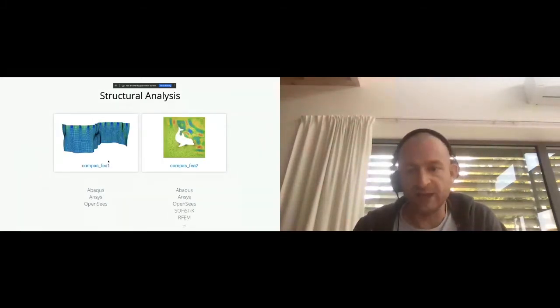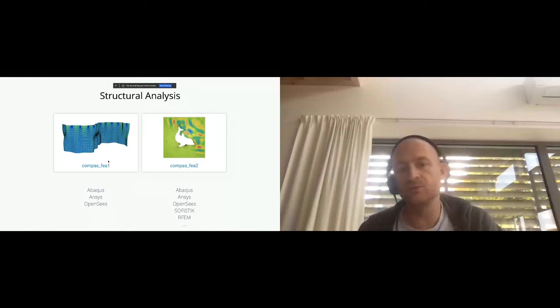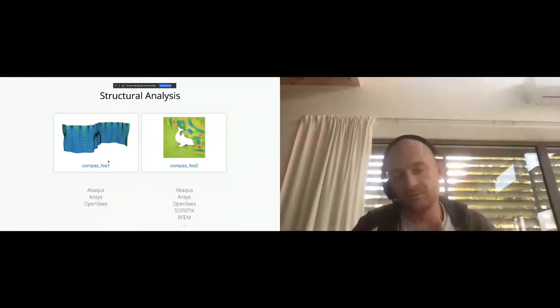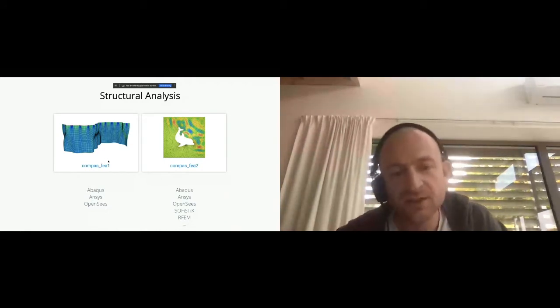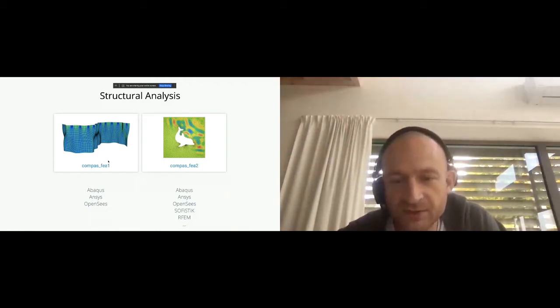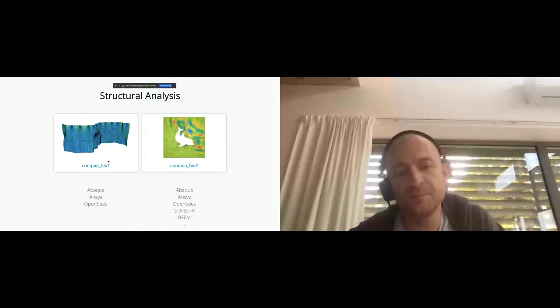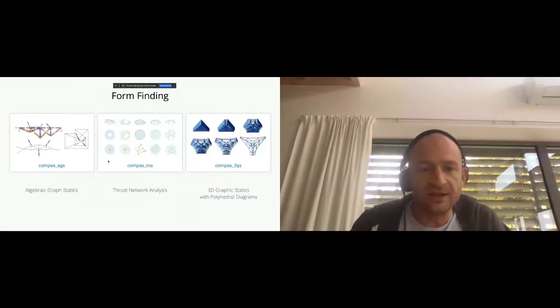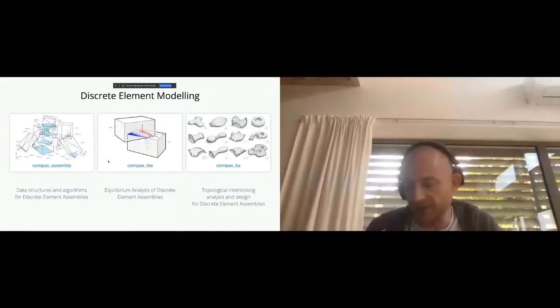There is a structural analysis toolbox that links COMPAS to all sorts of finite element analysis software. There is a version 1 and a version 2, with version 2 very much a work in progress, but which will bring all sorts of additional backends to this finite element analysis toolbox for COMPAS. There is a form finding toolbox, there is a discrete element modeling toolbox, and many more.